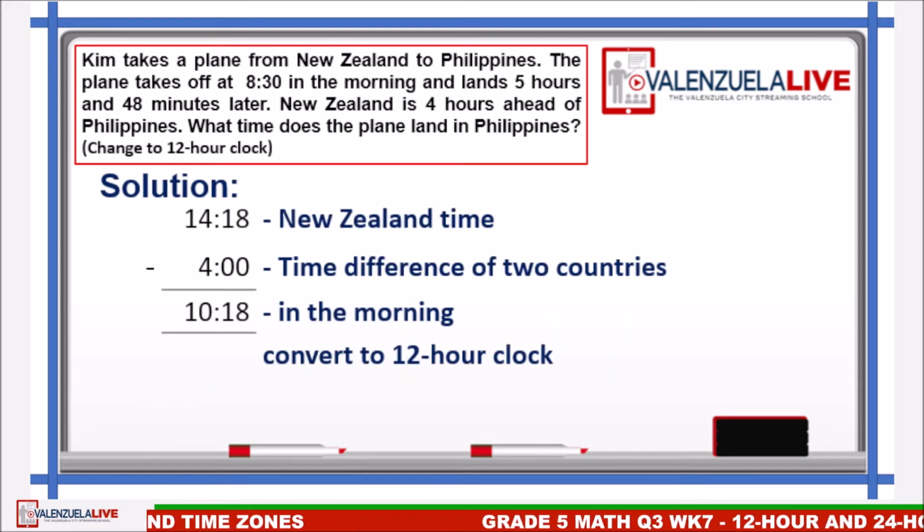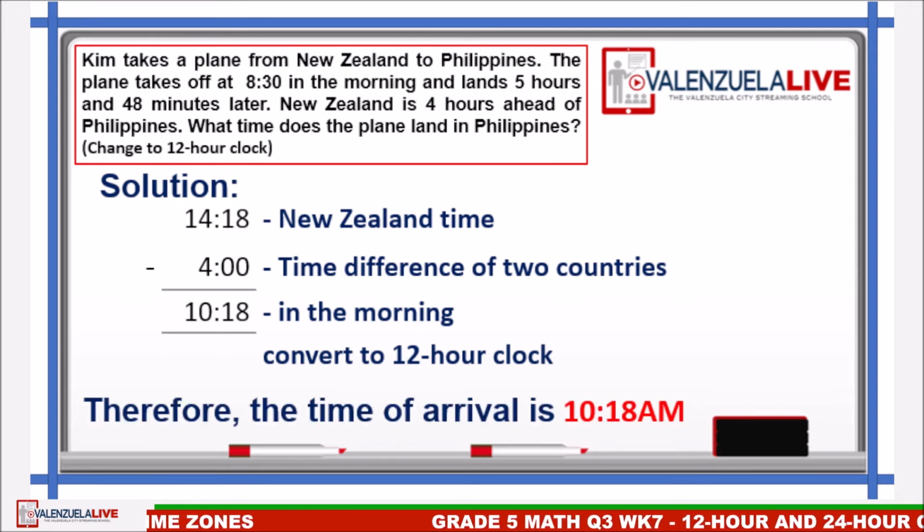We also need to subtract the time difference of the two countries from New Zealand time. We know that New Zealand is 4 hours ahead of the Philippines. So 14:18 hours minus 4 hours is equal to 10 hours and 18 minutes in the morning. We need to convert that to the 12-hour clock. Therefore, the time of arrival is 10:18 a.m. So we change H to a.m.